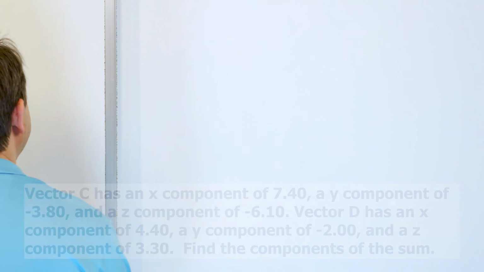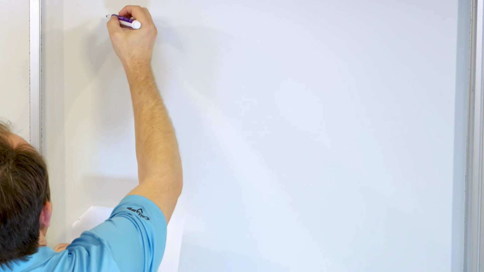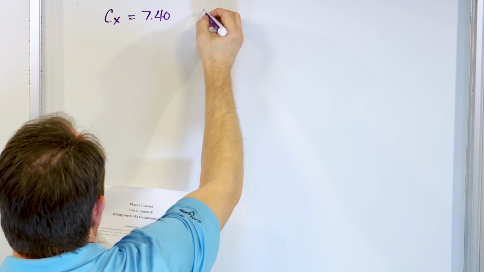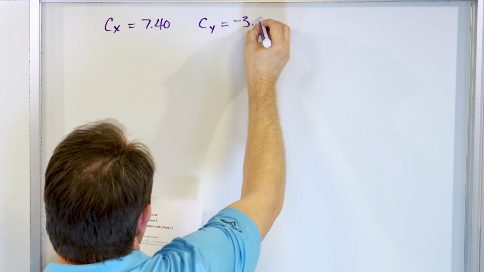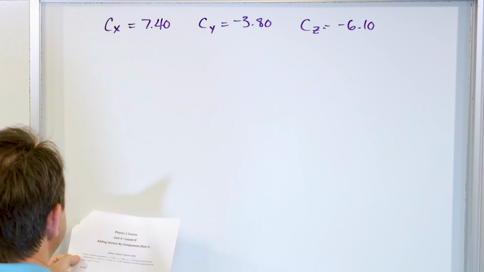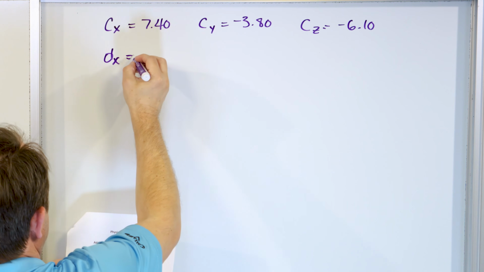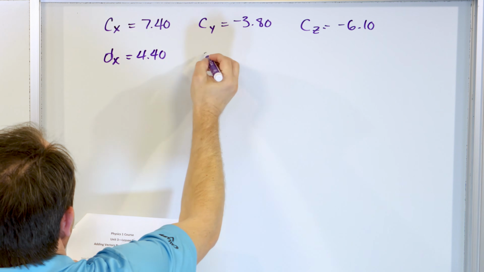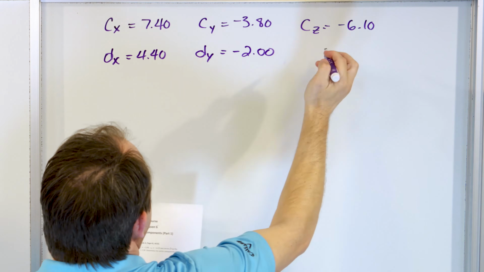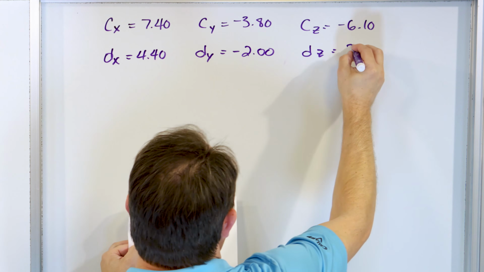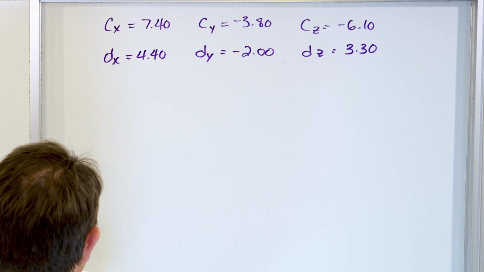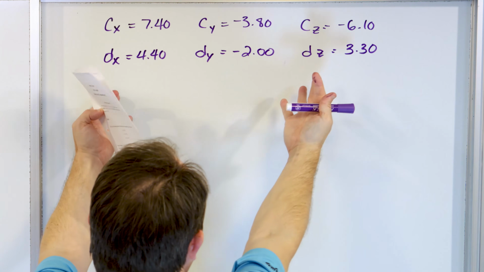So the first thing we want to do is write down the components given to us in the problem. And so we know that c sub x is equal to 7.40. We know that c sub y is -3.80. We know that c sub z is equal to -6.10. And we have another vector, d. We know the x component of this is 4.40. And then d has a y component of -2.00. And then we have dz is 3.30. All right, let me just double check before I go too much farther, make sure I didn't make any mistakes writing anything down. All right, and we want to add these, but these are just given to us in components.